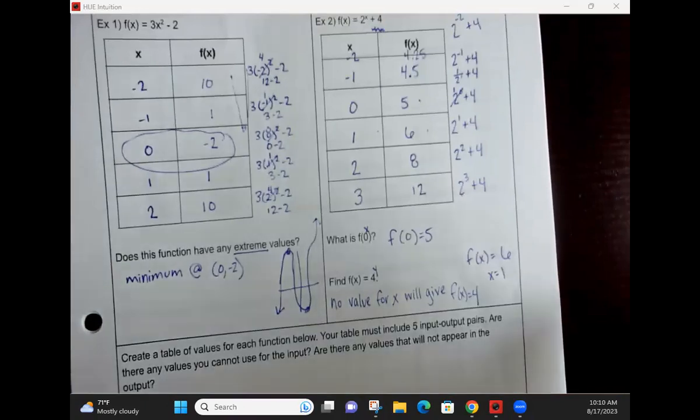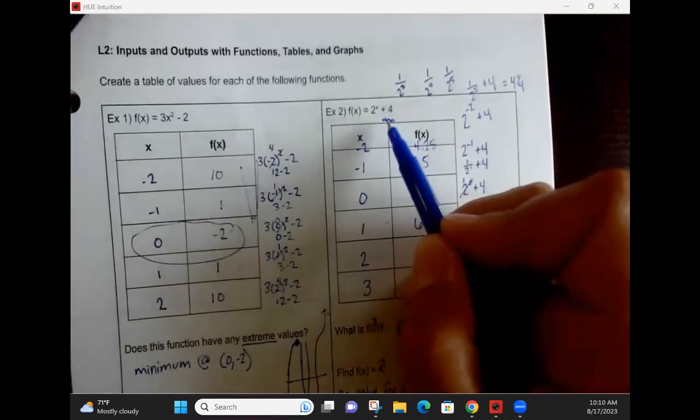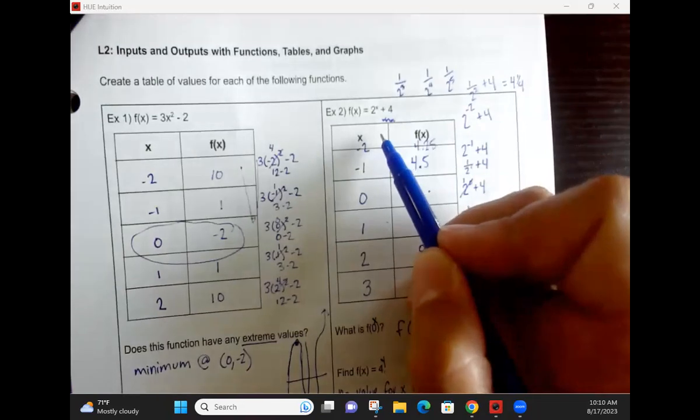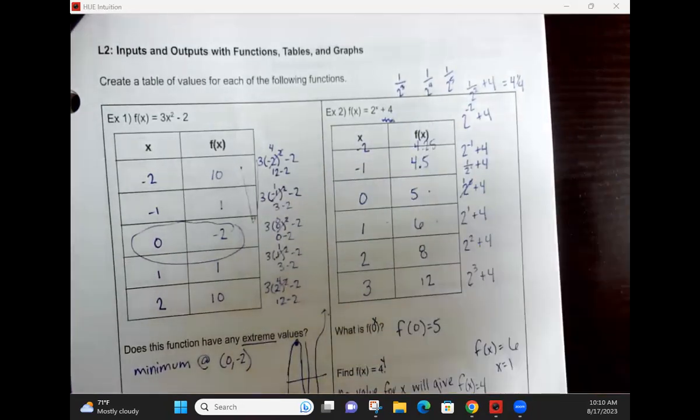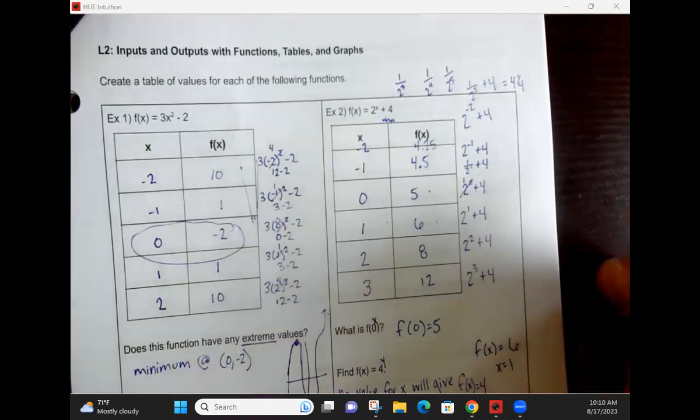What's happening, and we'll talk about this when we get to our graphs in a little bit, is I'm graphing an exponential function, or I'm looking at values for an exponential function, and 4 is where my asymptote's going to lie. If you remember exponential functions from Algebra 1.